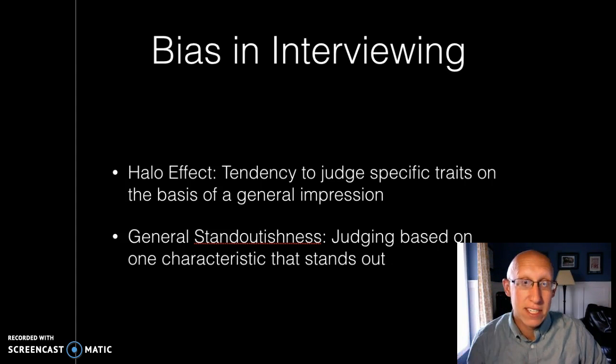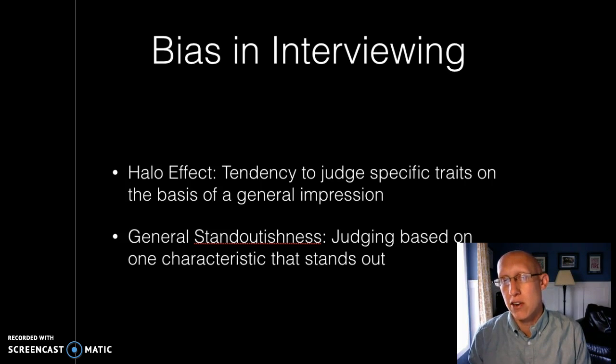And we'll finally finish up by looking at bias in interviewing and how things like the halo effect, general standoutishness, and in general things like the fundamental attribution error that we tend to place on people affect things.